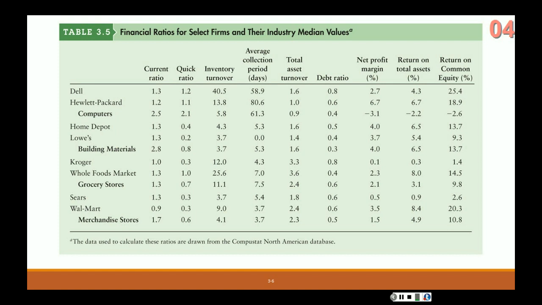But this is an example of cross-sectional analysis. We're comparing one company to its key competitor, such as Lowe's to Home Depot. That would be a type of benchmarking, a type of cross-sectional analysis, where Lowe's is comparing itself to its key competitor. But this is cross-sectional analysis in general too. For example, Dell is being compared to the computer industry. That is cross-sectional analysis.